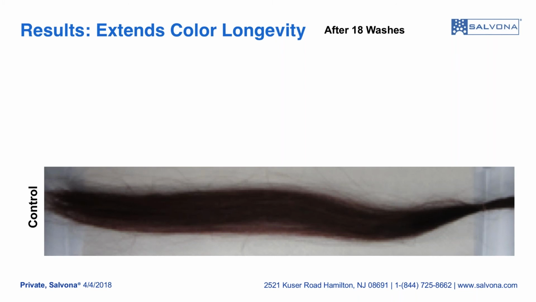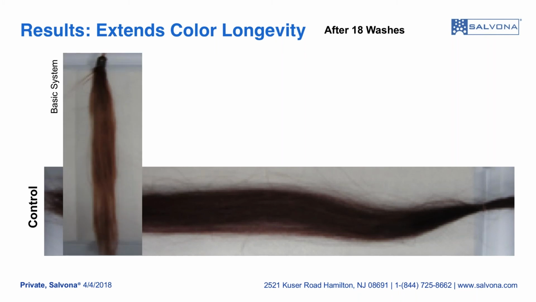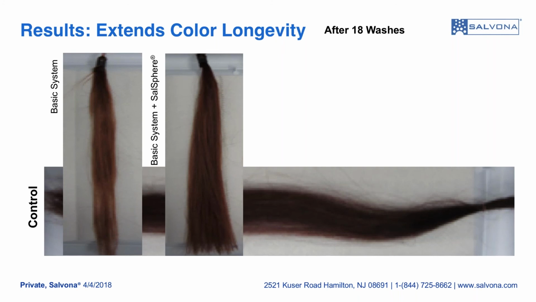Then we took the swatches, we treated them with a shampoo and conditioner over 18 washes, and we observed the color changes over the washes. Here you see the swatch, which represents the group of swatches that were treated with the basic system. The basic system is a shampoo and conditioner with the free ingredients at the same level as with the technology. Compared to this, you see the basic system, but with encapsulated product, Salsphere Color Guard.